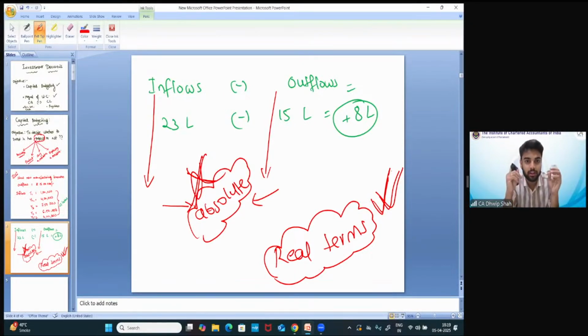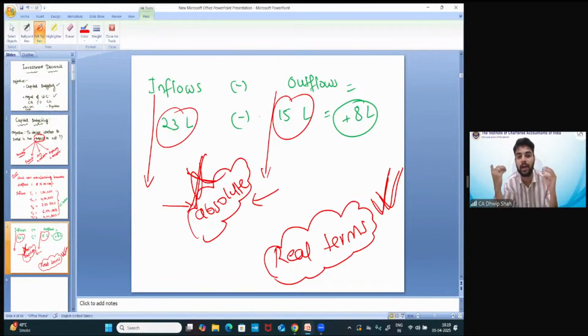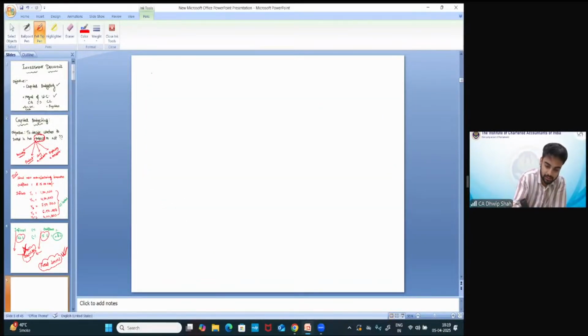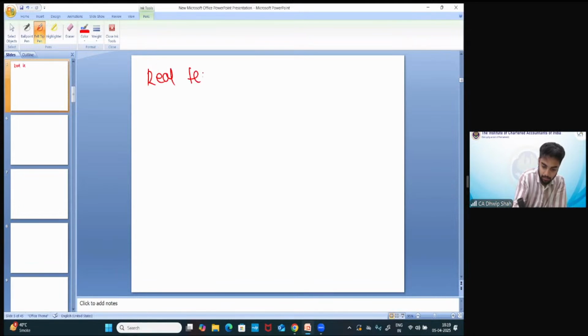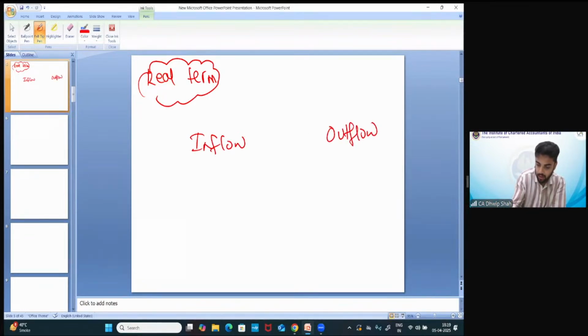I will explain that. But did you get my point? You have to not just simply compare inflow and outflow in absolute terms. These are the absolute numbers. Capital budgeting says no comparison in absolute terms. If you want to decide, then compare inflow and outflow in real terms. Now the question arises, sir, what do you mean by real terms? Comparison in real terms means comparing inflow with outflow, that is correct, but you have to compare present value of inflow with present value of outflow. This is the only difference.